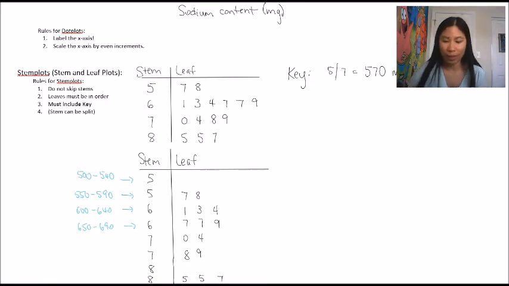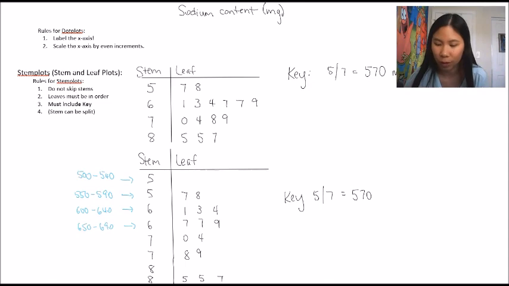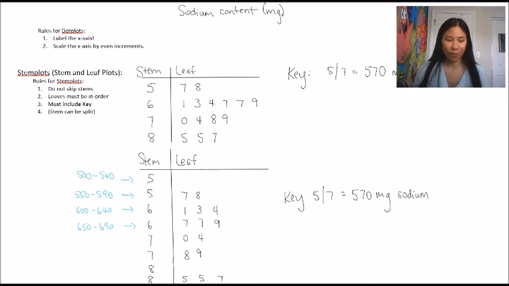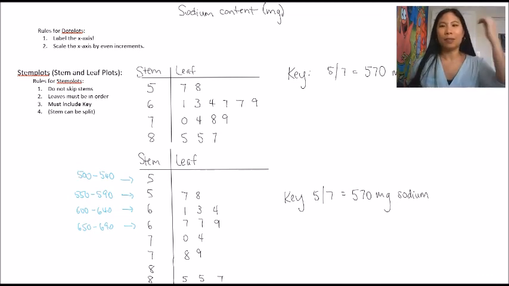Okay, and then same thing, include a key. So the key, you can actually pick any number to use for your key. I usually just do the first one just because it's convenient for me, but you can technically pick any number that was in the data set, write that out, and then state what it stands for. So same key as before. Okay, so that's the stem plot.